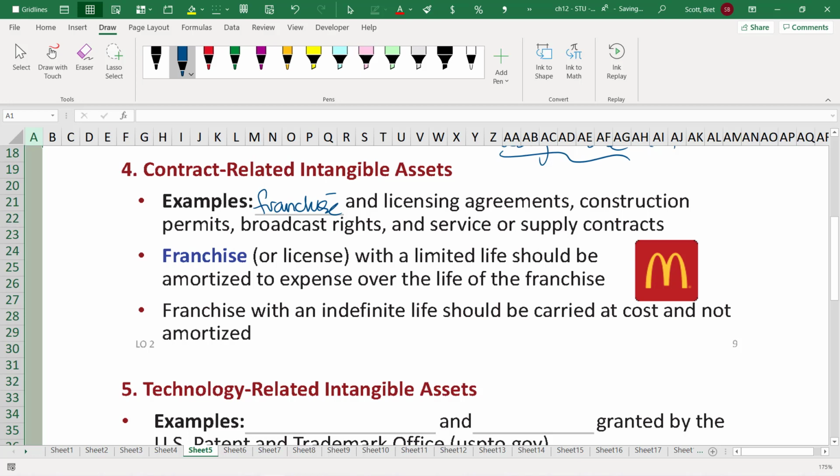Franchise with indefinite life should be carried at cost and not amortized. Okay, so in the case where we do have a franchise and it's expected to go on indefinitely, we consider that franchisee a going concern. If for whatever reason that franchisee is likely to go out of business because of, say, some sort of downturn in the economy, because of a pandemic, then you really have to worry about perhaps expensing this or writing off a loss due to an impairment.